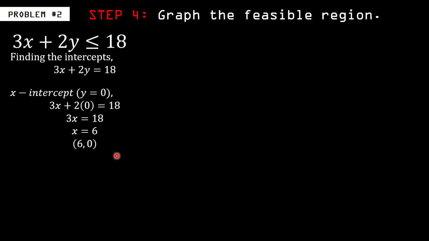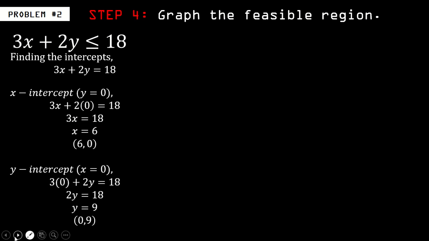And then for the y-intercept, we let x be equal to 0. So we have here 3 times 0 plus 2y is equal to 18. 3 times 0 is 0, so 2y is equal to 18. Dividing both sides by 2, we obtain y is equal to 9. So our y-intercept here is 0, 9.